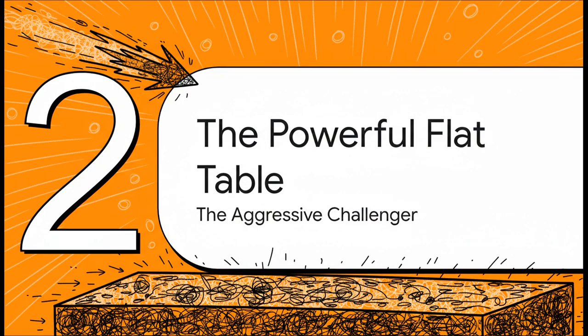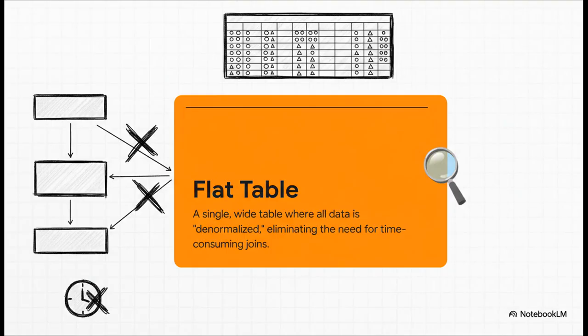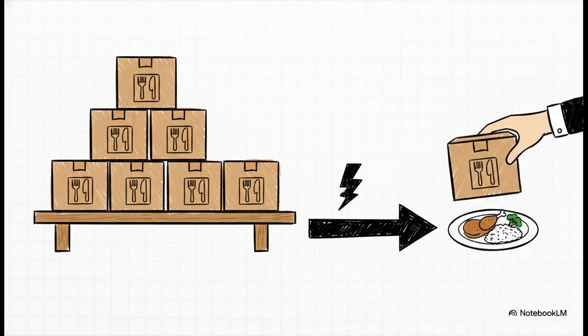So meet the aggressive challenger, the flat table, or as some people call it, the one big table. The philosophy here is brutally simple. Joins are slow, so let's just get rid of them completely. A flat table takes all that context from the dimension tables and just crams it into one single, massive, super wide table right alongside the numbers. We call this denormalization. You're basically repeating information over and over again on purpose just to make every single row completely self-contained.